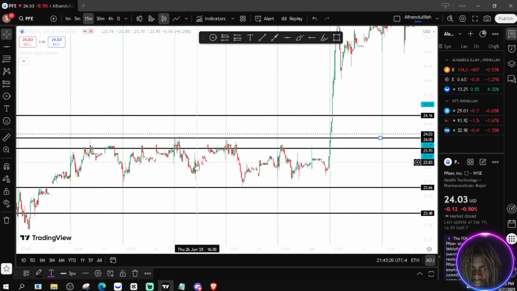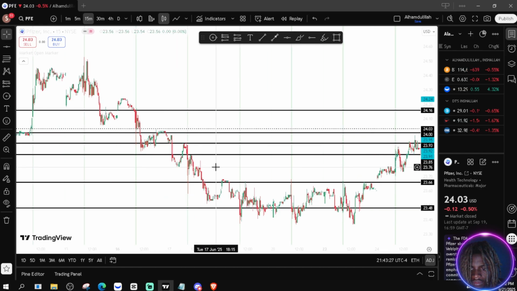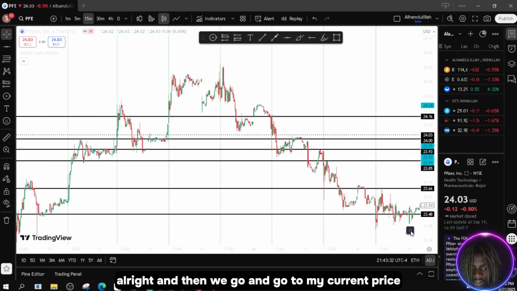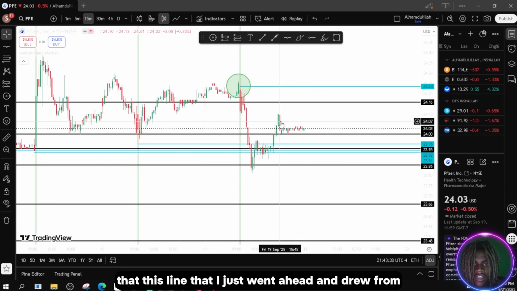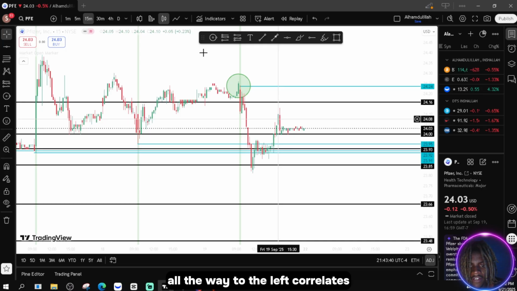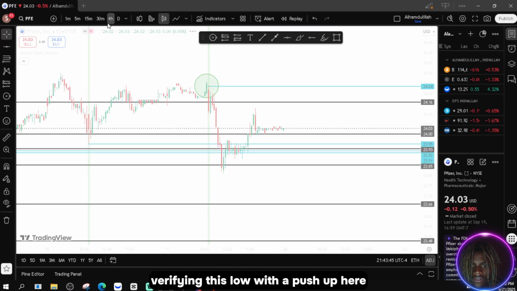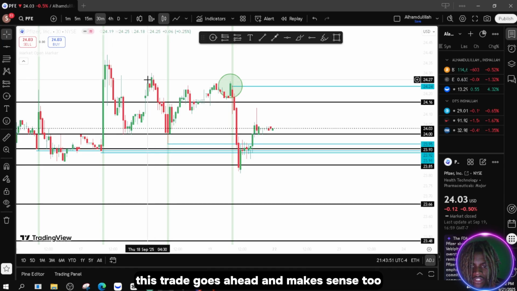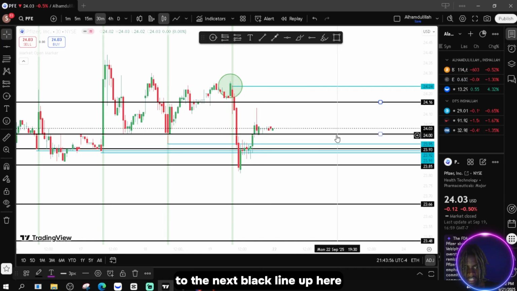We got one up here. Got one here. All right, and then we go ahead and go to my current price. And guess what? You can see here that this line that I just drew from all the way to the left correlates with this line right here, verifying this low with a push up here. So on Pfizer here, this trade makes sense too. You can easily go ahead and potentially take it up to the next black line up here.